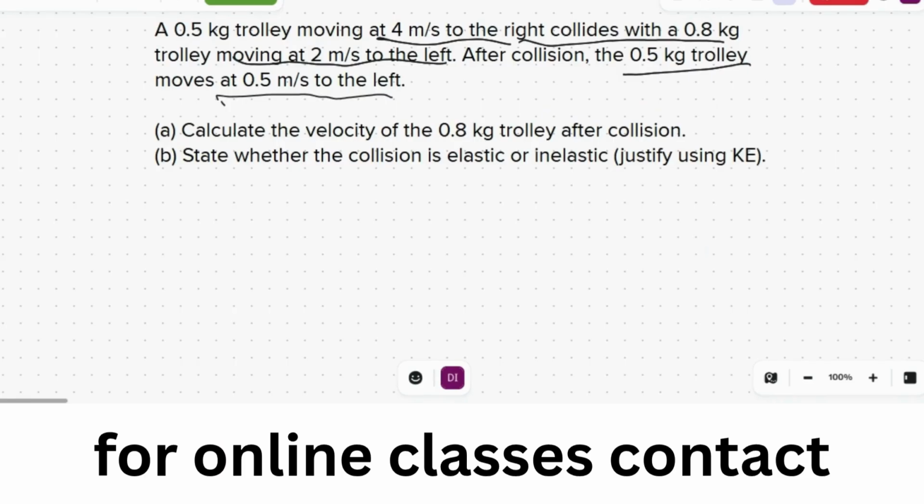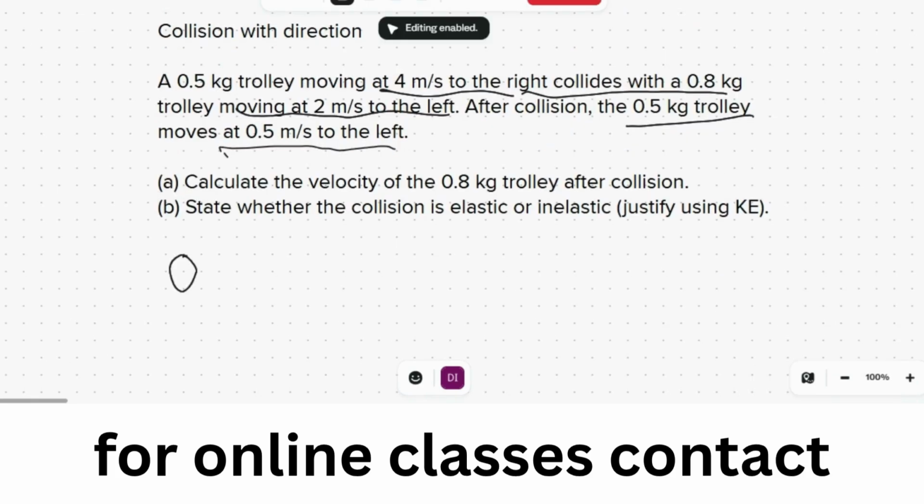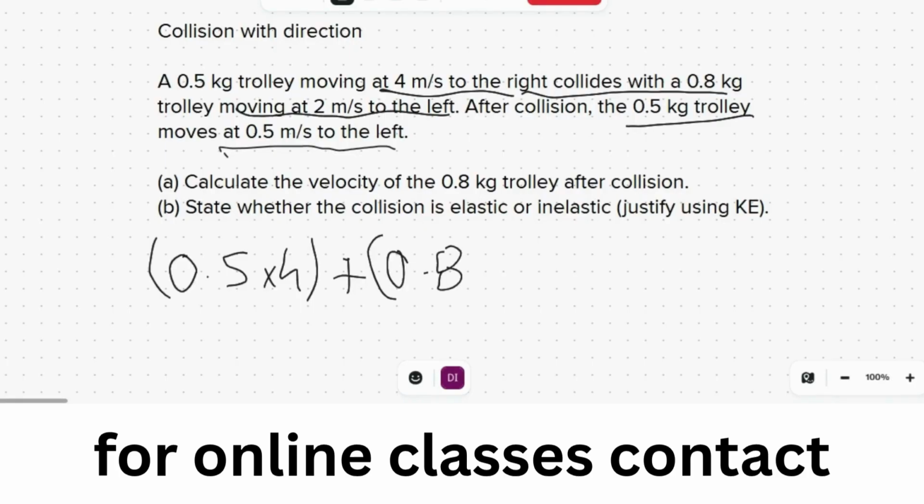So we will do what? We know the velocity of the first trolley, the first trolley is 0.5 into 4, and the second trolley has 0.8 into minus 2. Why do we do minus 2? Because it is in the opposite direction. We are taking the right side as a positive value and the left side as a negative value. Okay, so momentum before the collision is equal to momentum after the collision.